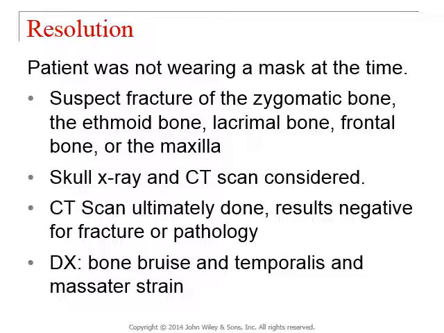The CAT scan is beneficial in the sense that it can also evaluate some of the soft tissues at the same time. So in this particular case, a CAT scan was ultimately done. Fortunately, the results were negative for fracture or pathology. Pathology means any kind of disease process or any other type of degradation of any particular body part. The patient was diagnosed with a bone bruise and a temporalis and masseter strain.